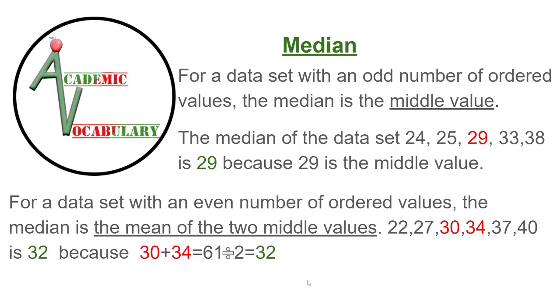For a data set that has an even number of ordered values, the median is the two middle numbers. For example, 22, 27, 30, 34, 37, and 40. We take the 30 and the 34, add them together, which makes 64, and then divide it by 2, which would be 32. That would be our median.